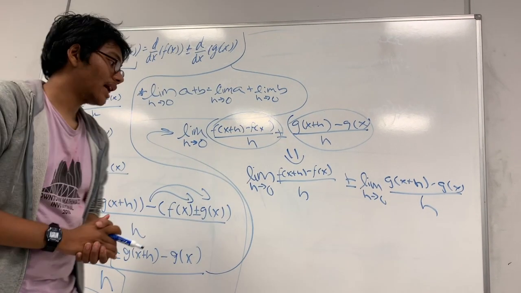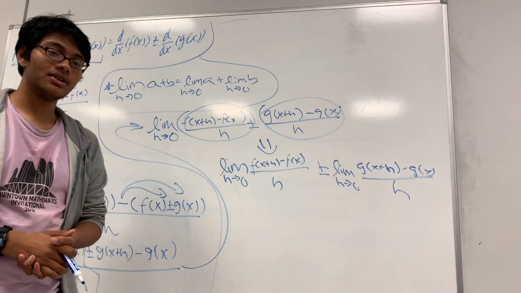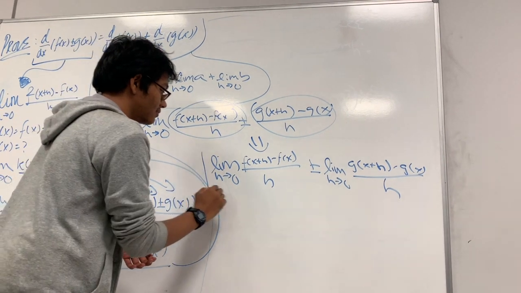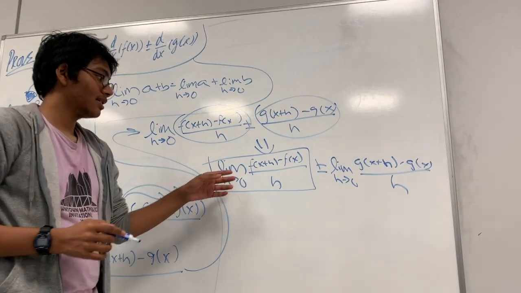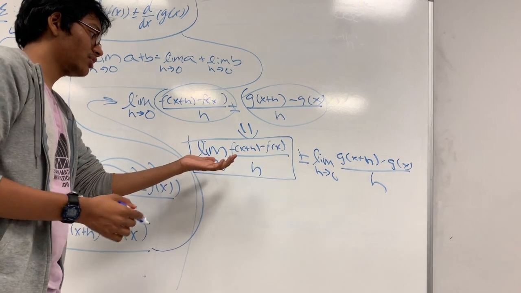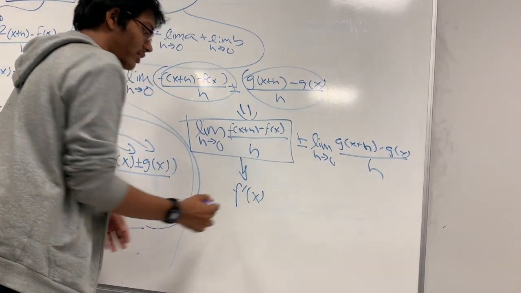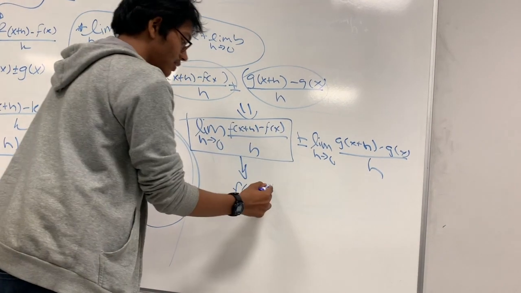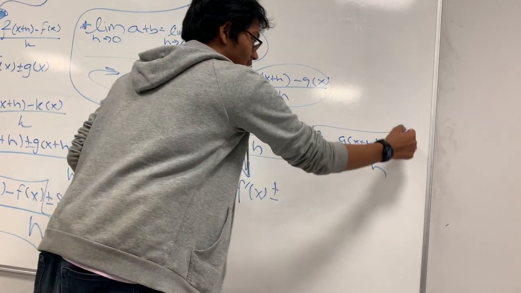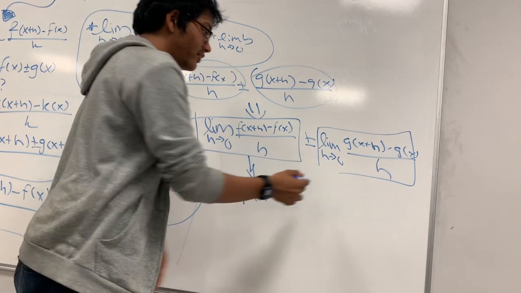And now this is where our intuition and prior knowledge comes in handy. You've seen this basically a million times, right? This is simply the limit definition of a derivative. And in fact, it's simply the derivative of f of x. Same thing on the right hand side. This is simply the derivative of g of x.